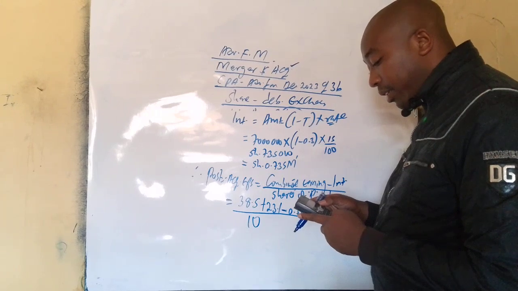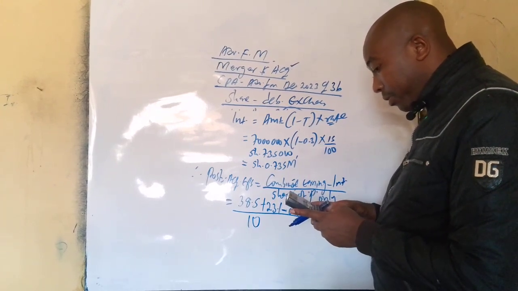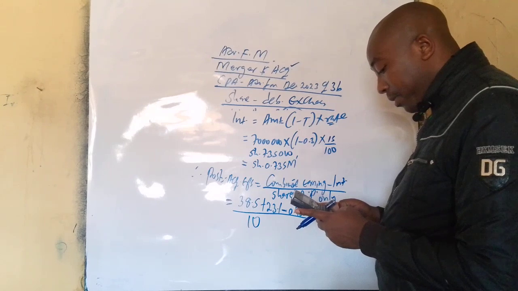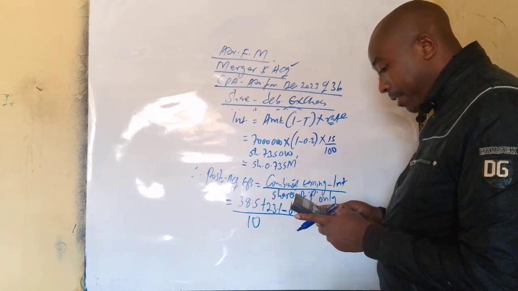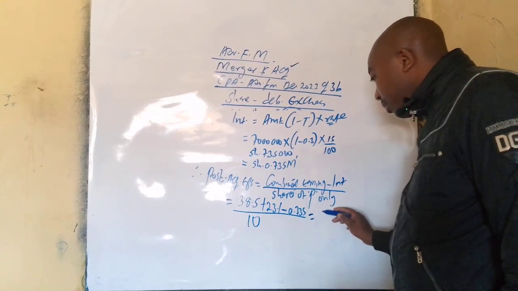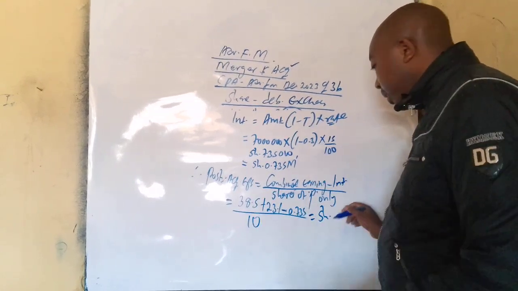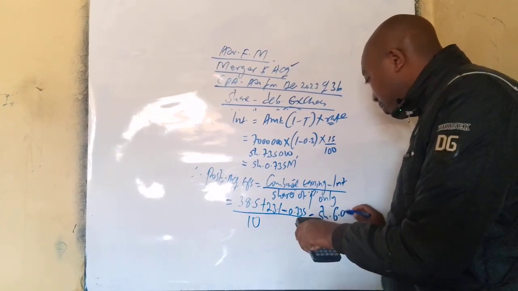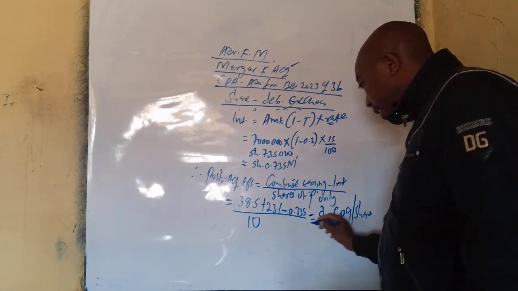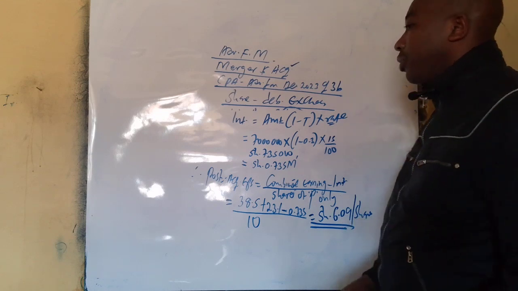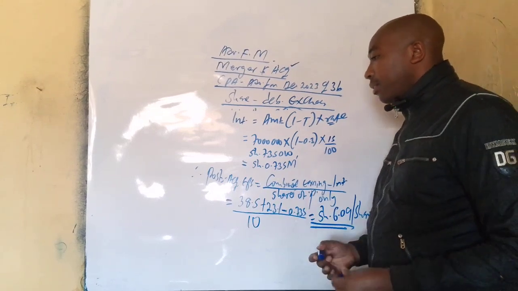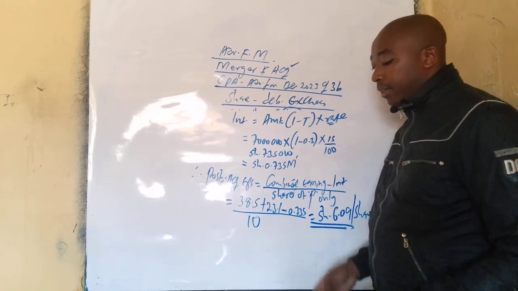Yes. Take that 38.5 plus 23.1 minus 0.735. Your answer you divide by 10. We get shillings 6.09 per share. Yeah, that is it. That is how we go about that.